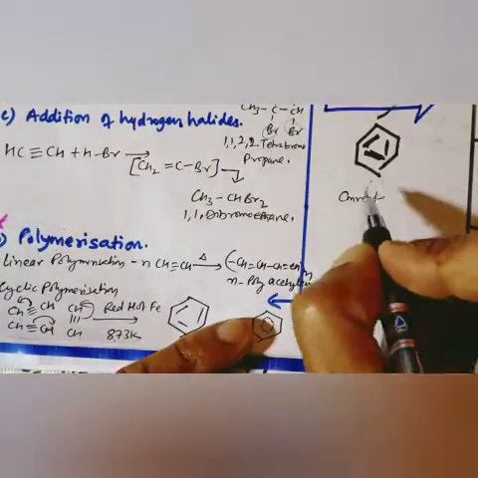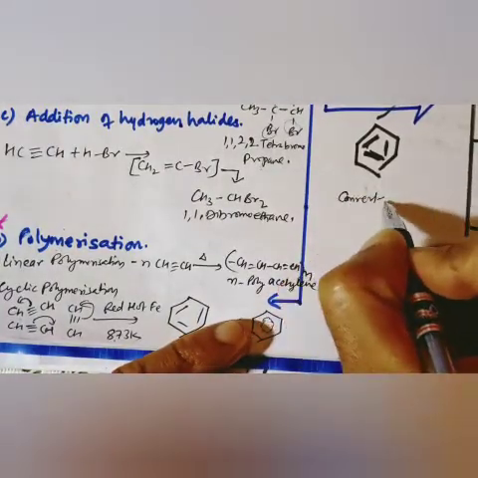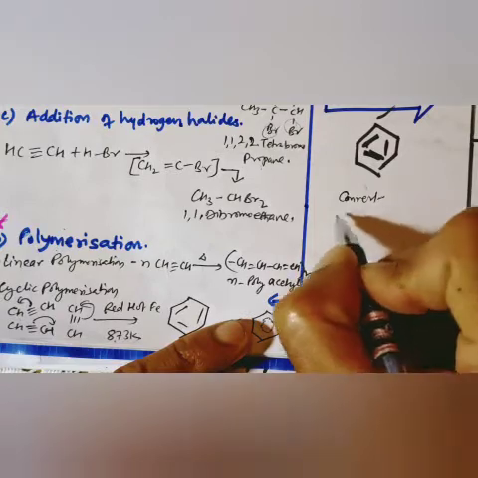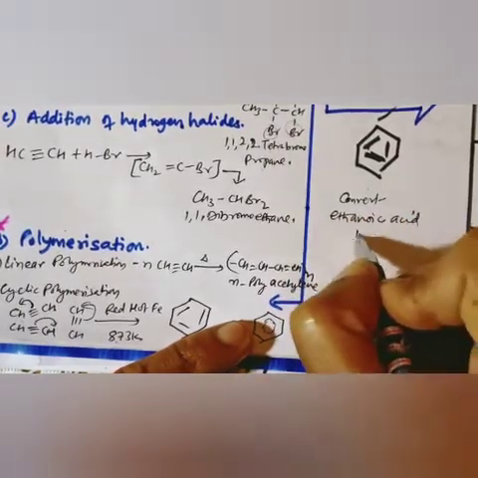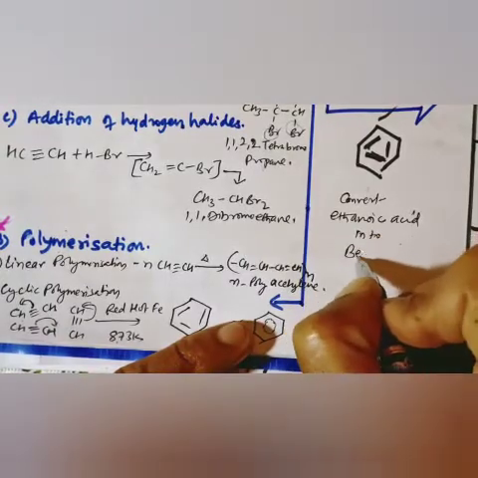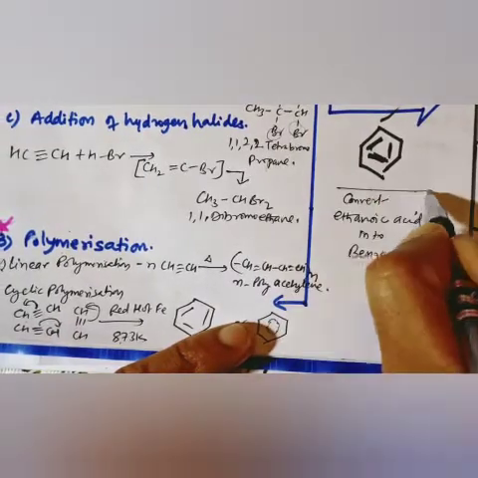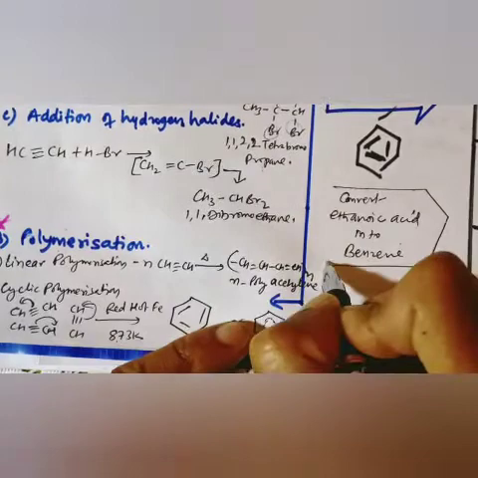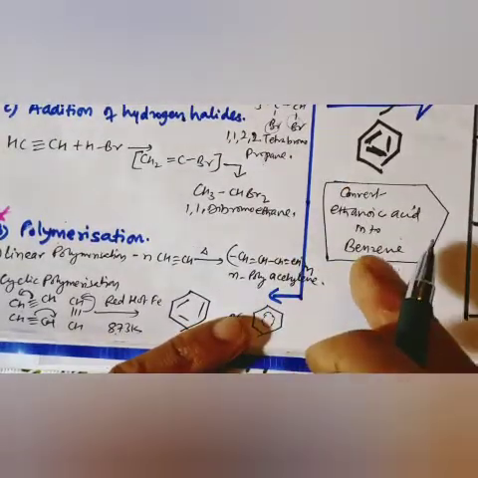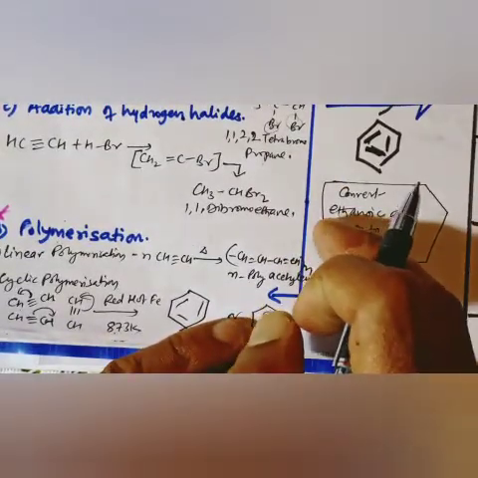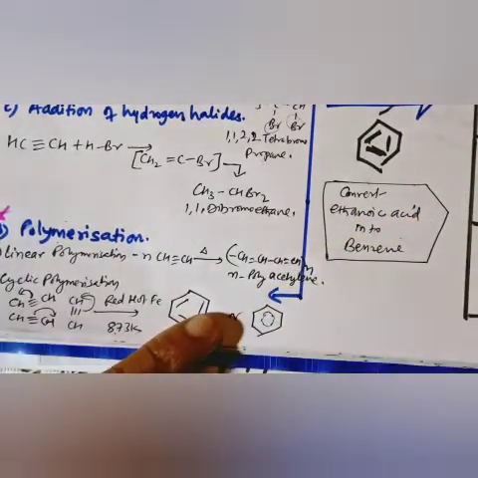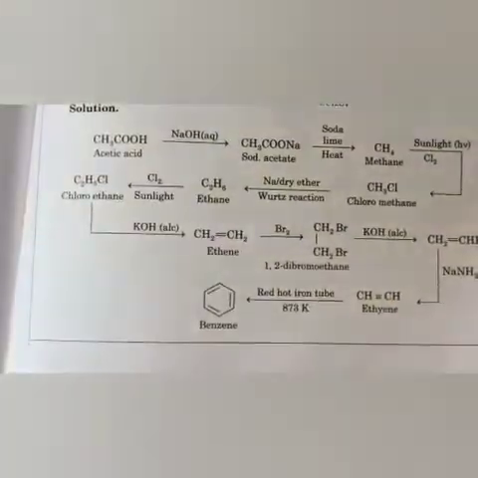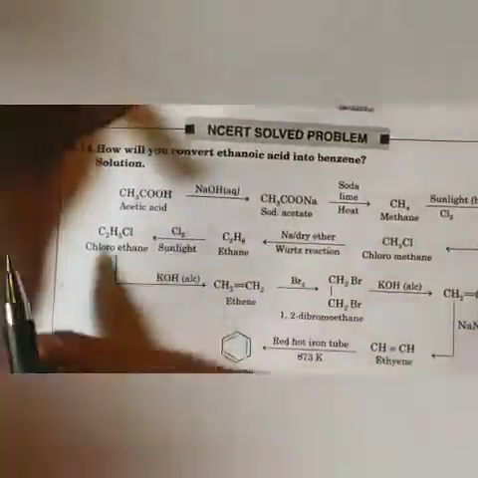Now, before moving to benzene, dear student, one of the important questions that can come: convert ethanoic acid into benzene. It means we have to prepare benzene from ethanoic acid. So with the help of this book, I'm going to tell you this. It is a very simple question: how do we convert ethanoic acid into benzene.